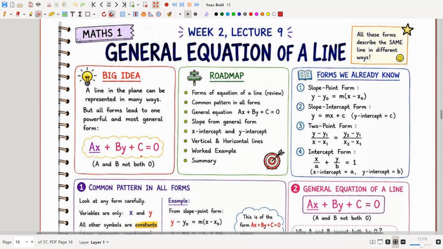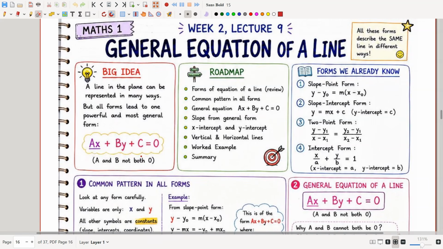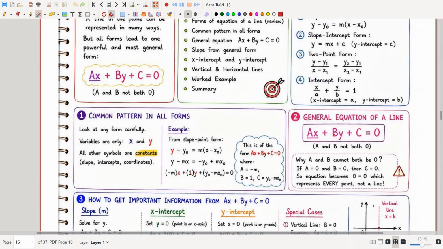Now, let's move on to the general equation of a line. From what we have learned already, we have the slope point form, slope intercept form, two-point form, and the intercept form. This is the common pattern in all forms. So, the general equation of the line is ax plus by plus c is equal to 0.